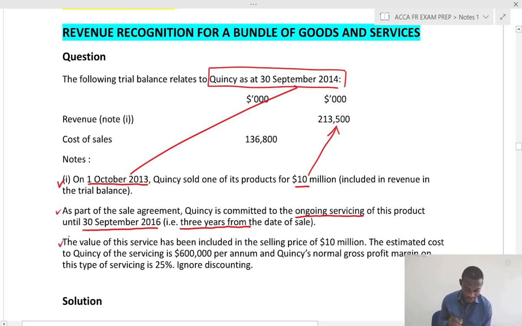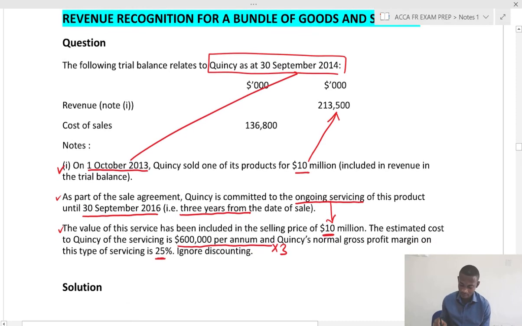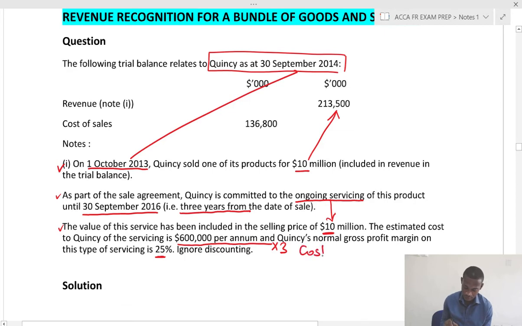The value of this service has been included in the selling price of 10. So what it means is that the servicing cost or the sales value of this servicing is in the 10 million. Now the estimated cost to Quincy of the servicing is 600 per annum. So it means that this should be multiplied by 3. And the normal gross profit margin on this type of servicing is 25%. Ignore discounting. Remember, this is cost. So you cannot apply margin on cost. Margin should be applied on sales value.